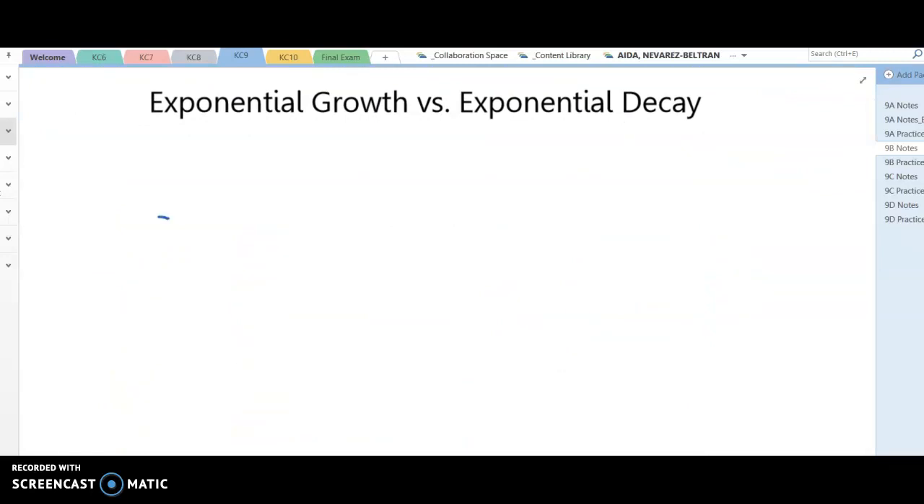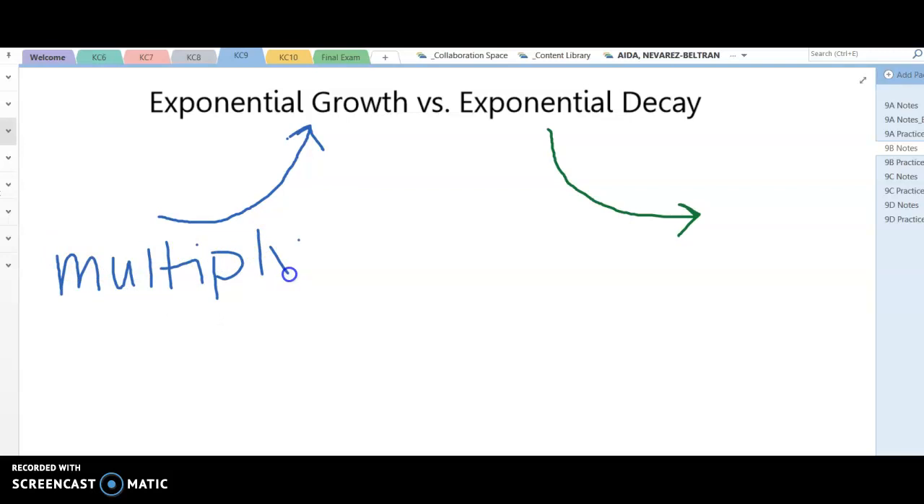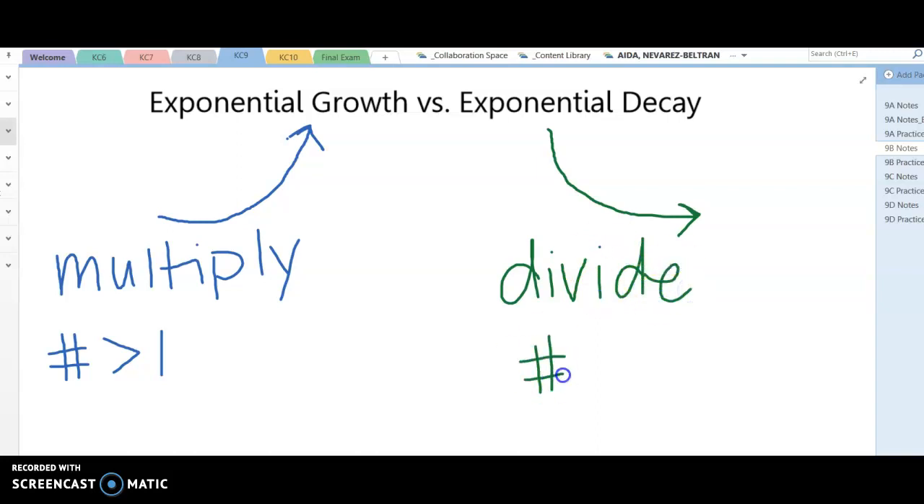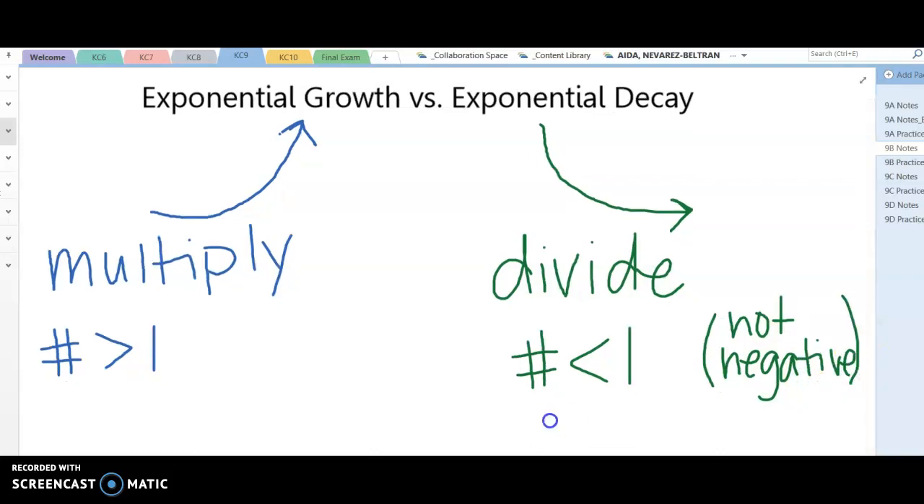So I've already kind of drawn the graph. So exponential growth, your numbers go up. Whereas exponential decay, it comes down. So exponential growth comes when you multiply. So your number that you're multiplying is bigger than 1. Whereas for decay, this is when you divide. So your number is going to be less than 1, right? But not negative. We want to make that note because negatives don't work for these.